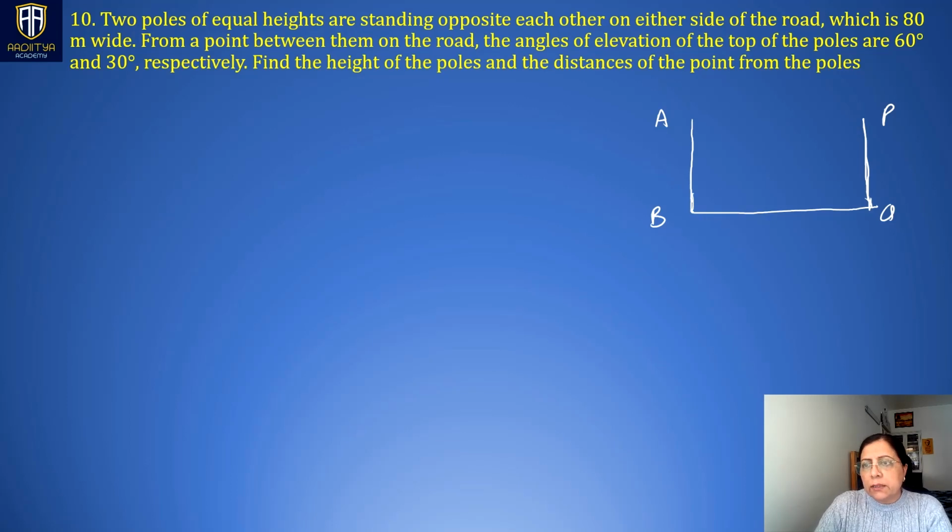Like you can see that BQ is the distance between them. So this is the width of the road. They are on the opposite sides of the road. They are equal in height and the width of the road in this case is 80 meters.